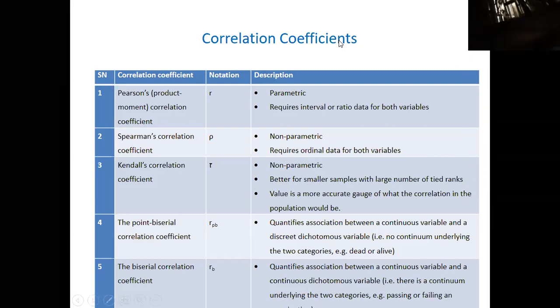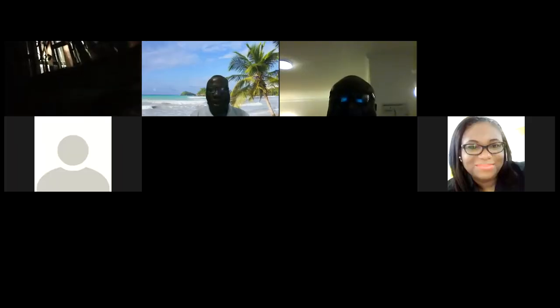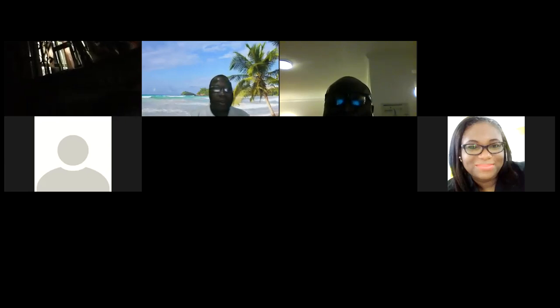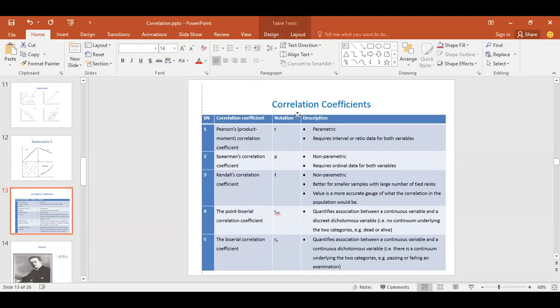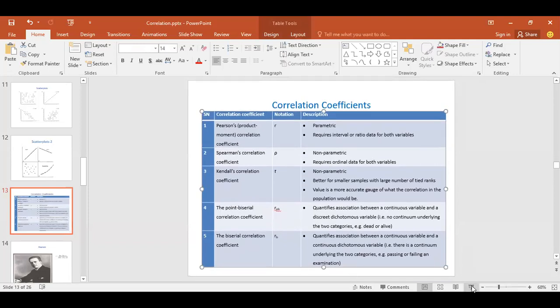I'm not very clear with the continuous dichotomous variable, because the example you gave, the bar is covering the down part of my screen. I cannot see the last part very well. I will do that, just wait. Yeah, I can see now.